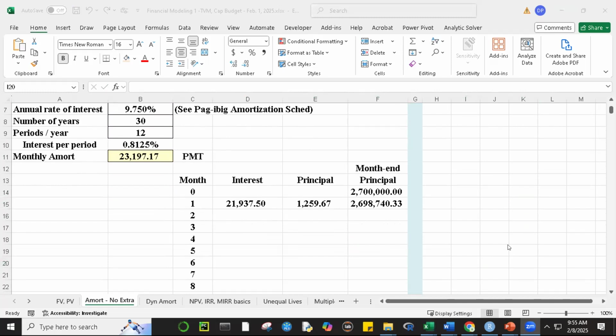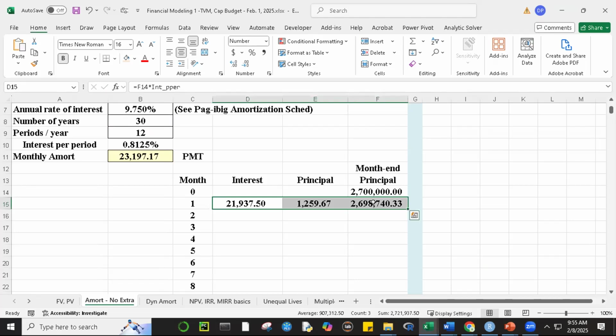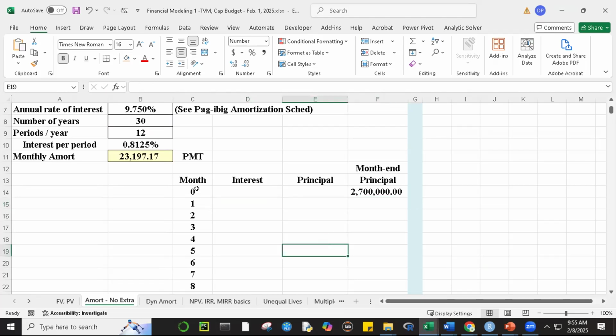Okay, so let me repeat the process. Okay, so let me erase this. Let's do the process again. You have to know how to compute the interest. The interest is equal to how much was the balance. So this is the balance, right? This is what we owe, what we loaned, and we haven't paid any of this. So the monthly amortization will be proportion to your interest and your principal.